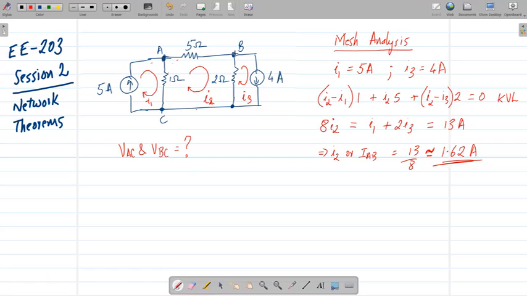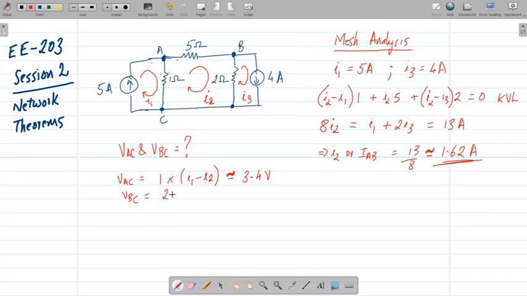So if I want to find VAC, then VAC is equal to the resistance 1 ohm times the current flowing, which is I1 minus I2, because I1 and I2 are in opposite directions. I would have written it as I2 minus I1, but I know that I1 is 5 amperes and I2 is 1.6, so I know the current is flowing downwards, and that's going to be 5 minus 1.6, which is 3.4, approximately 3.4 volts.